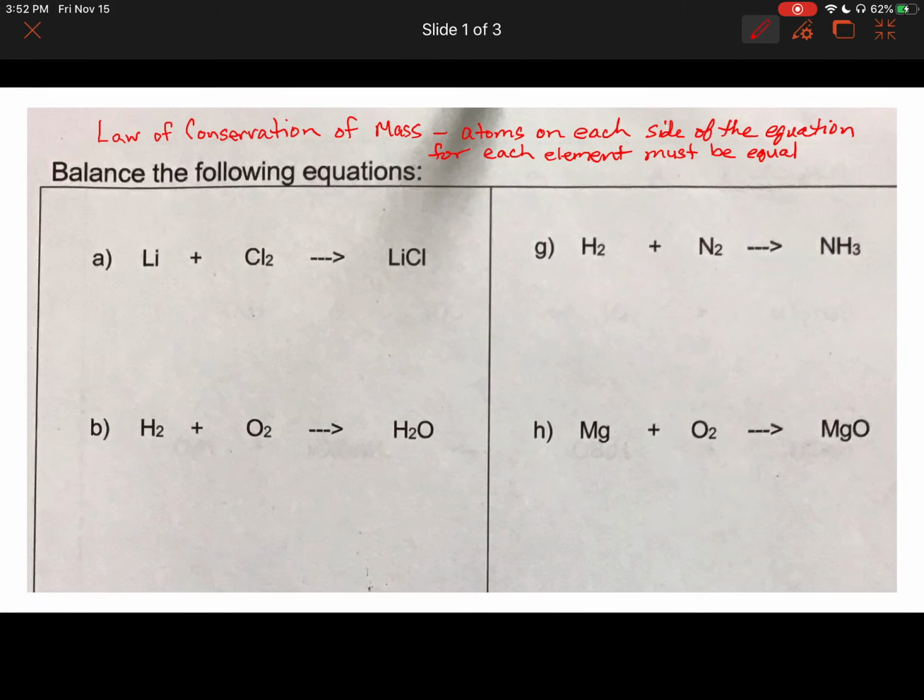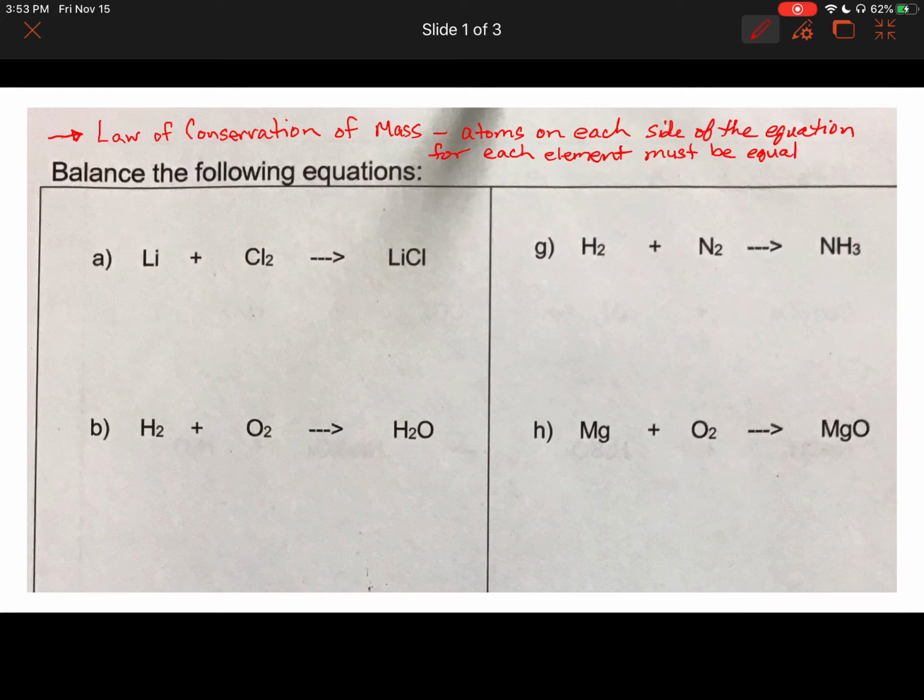Hey there, in this video I'm going to talk about how to balance equations. And the reason that we have to balance equations is because of the law of conservation of mass. And the law of conservation of mass says that we have to have an equal number of atoms for each element on each side of the equation.